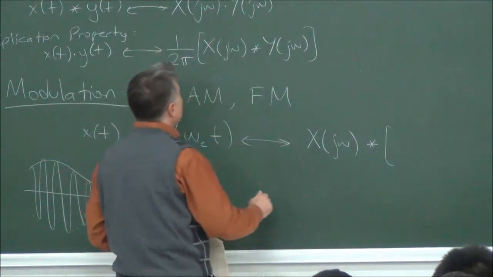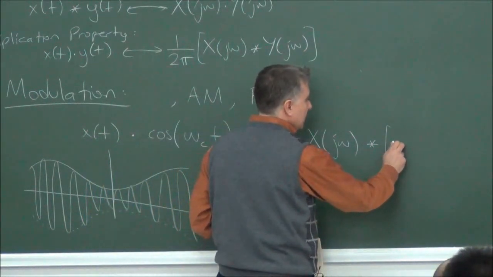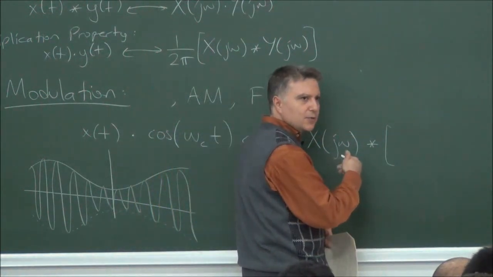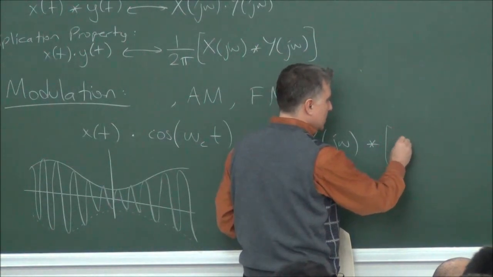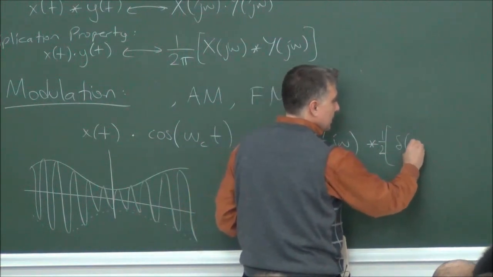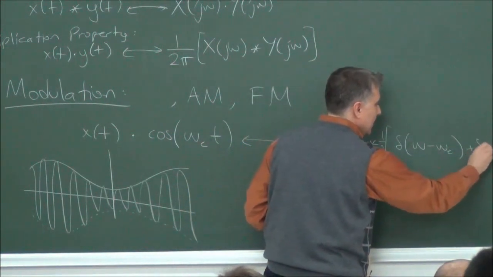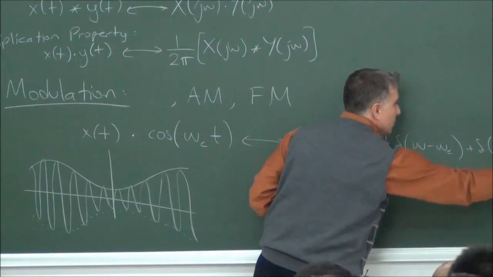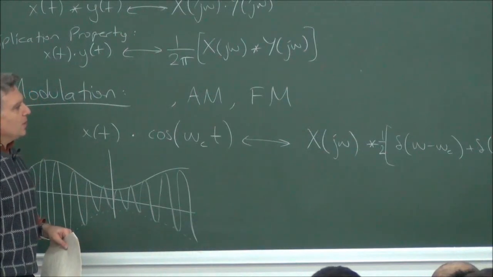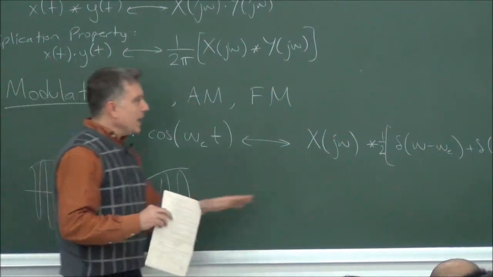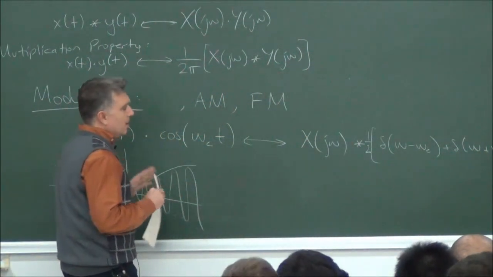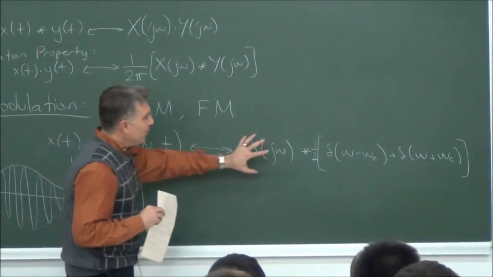And the convolution result at the right-hand side is the Fourier transform of a cosine. Do we know the Fourier transform of a cosine? It is 1 over 2 times delta omega minus omega c plus delta omega plus omega c. Two impulses with a magnitude of 1 over 2. So we have this impulse and this impulse. These two impulses will have to be convolved with X of j omega.